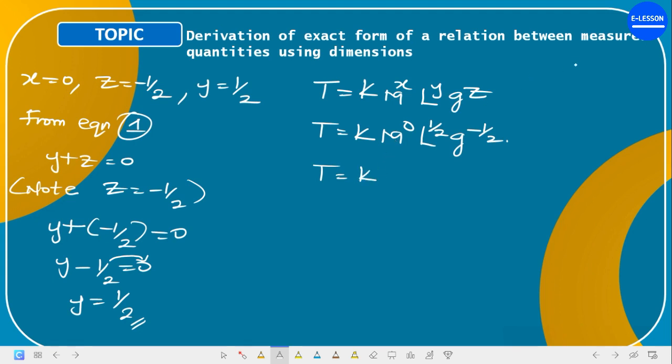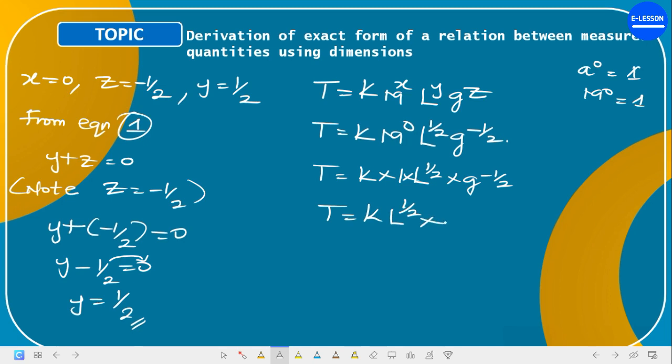Any t raised to the power of 0 is what? Is 1. M to the power of 0 is what? Is 1. So everything here gives us times 1. Then we have L raised to the power of half times G to the power of what? Minus half. And T will be equal to K times 1, which is K, L to the power of half, then times G raised to the power of minus half.